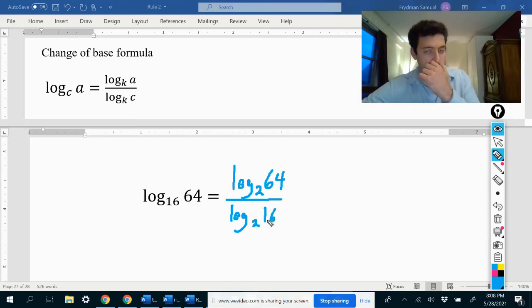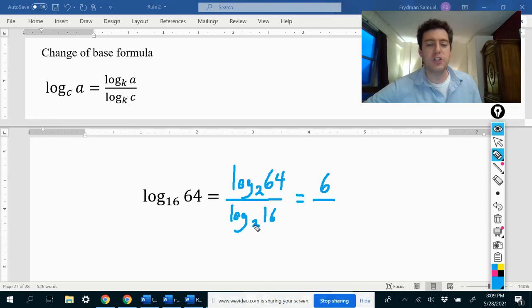Really it'll work with basically any number. There are some exceptions, which I mentioned a little earlier. I didn't have to choose 2, but I chose 2 because I can see that 64 and 16 are both powers of 2, so this will be easy to evaluate. So now I can ask myself, 2 raised to what power is equal to 64? I think we did that in the last video, and that's 6. 2 to the 6th power is equal to 64.